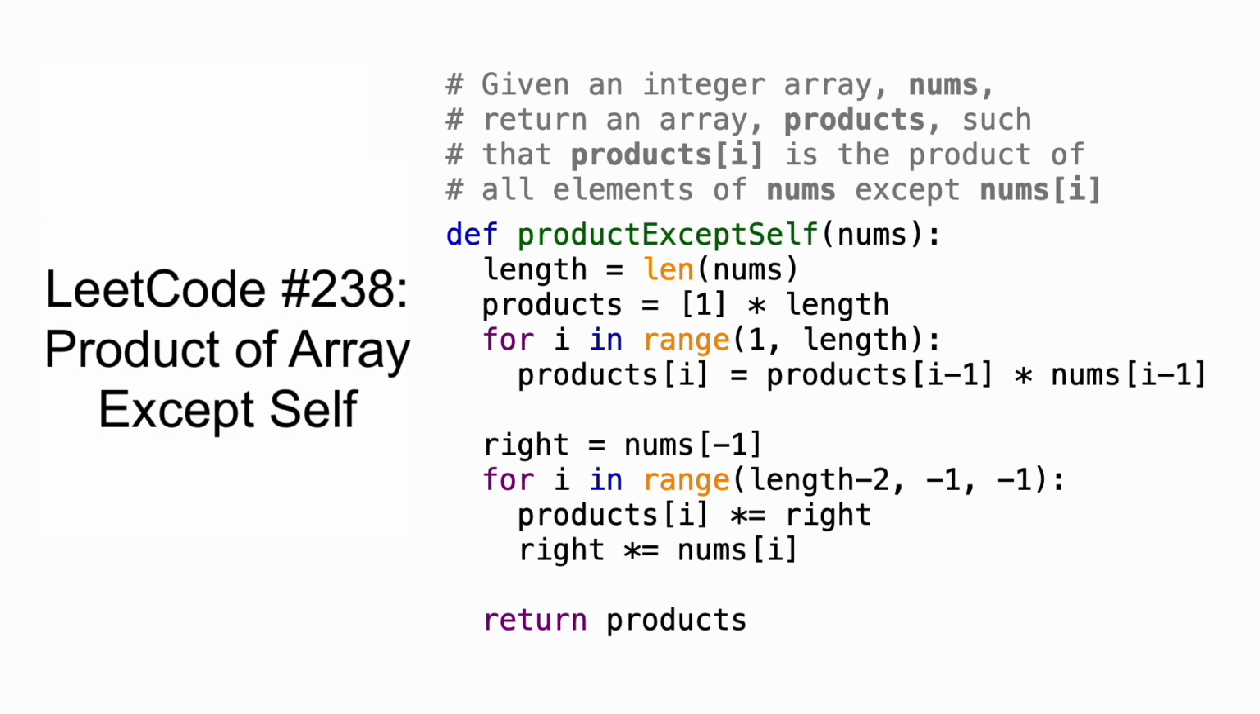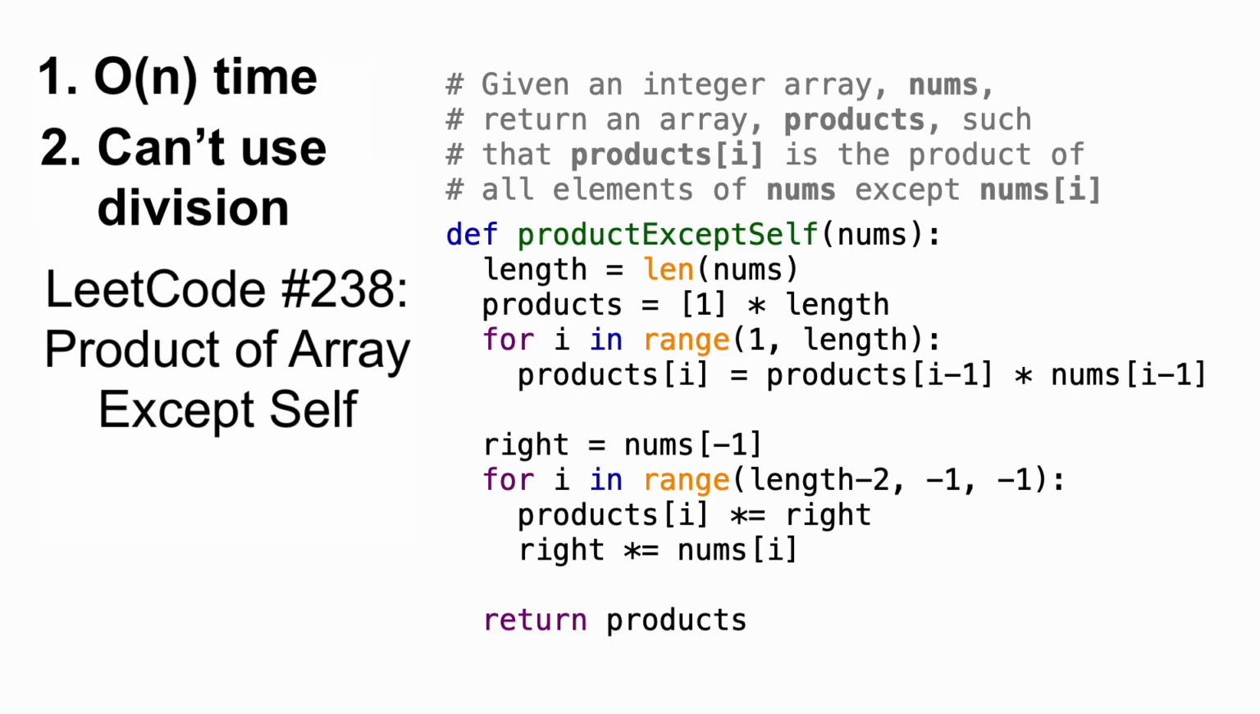Given an integer array nums, we have to return an array, products, such that the ith element in products is equal to the product of all the elements of nums except the ith element of nums. There's also two restrictions. The algorithm must run in O(n) time, and we cannot use the division operator. Okay, so first let's visualize this to make the problem a little clearer.